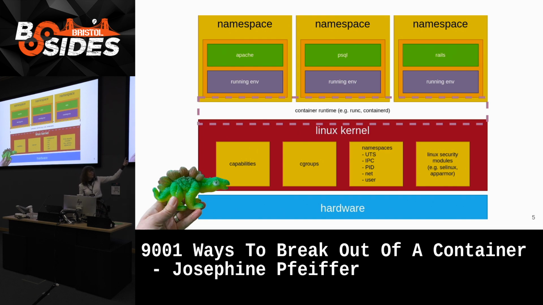In between, we have the container runtime. The container runtime manages the life cycle of these containers: starting them, stopping them, removing them. They do that by interfacing with the kernel, and they also provision the namespaces, capabilities, and cgroups required to run them.